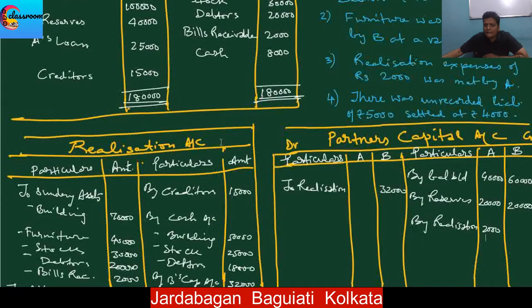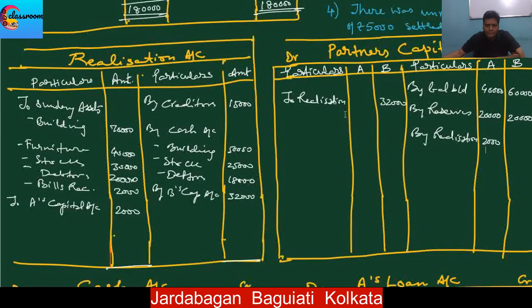Then the last one we have, there was an unrecorded liability of rupees 5,000 settled at 4,000. Whether the asset is recorded or not, whether a liability is recorded or not, the realizations and payments against those should be recorded. So, meeting the unrecorded liability, we need to pass the entry realization to cash. So we write over here to cash. This is for unrecorded liability.